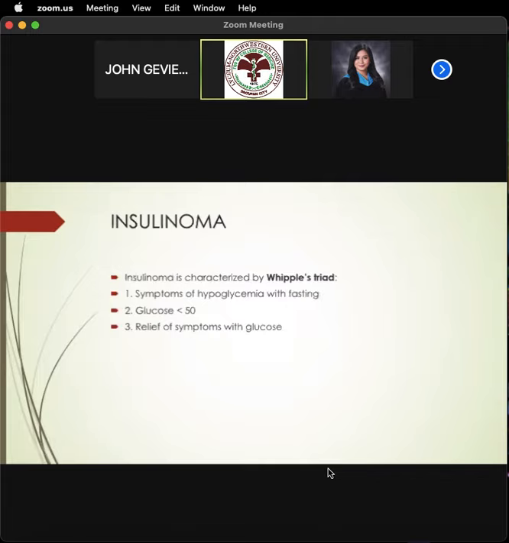Okay, so how do you diagnose insulinoma? We have this Whipple's triad, okay, which is also a favorite board question. First, the symptoms of hypoglycemia with fasting are present. Then the level of glucose is less than 50. And this hypoglycemia is relieved with the giving of glucose. So that's the Whipple's triad in order to diagnose insulinoma.